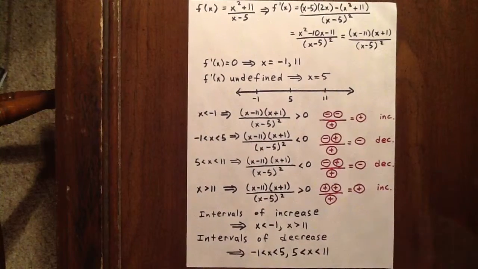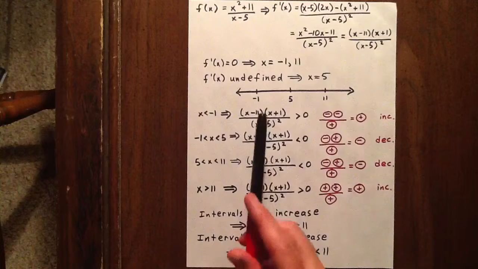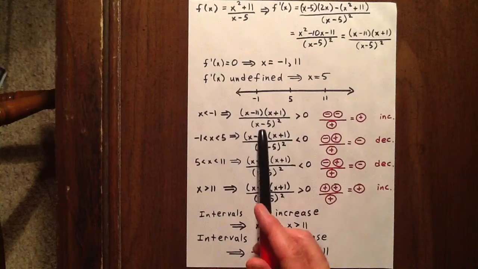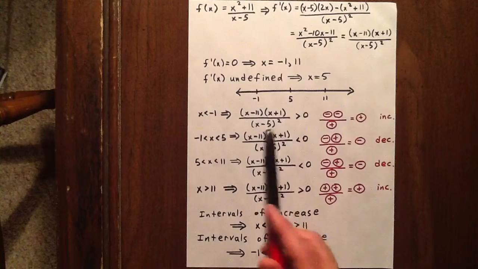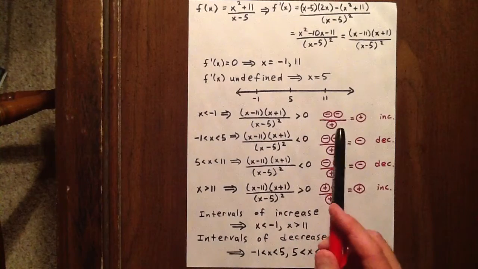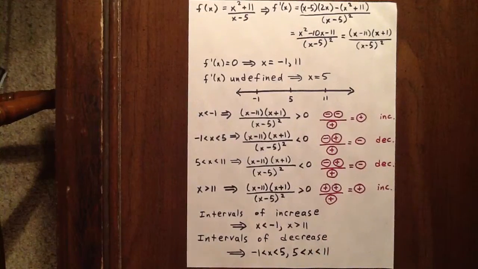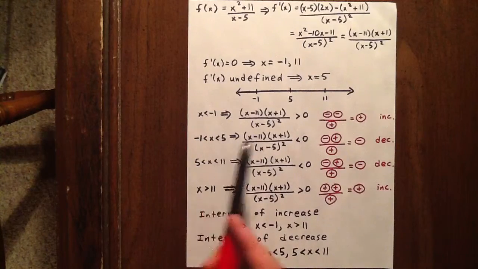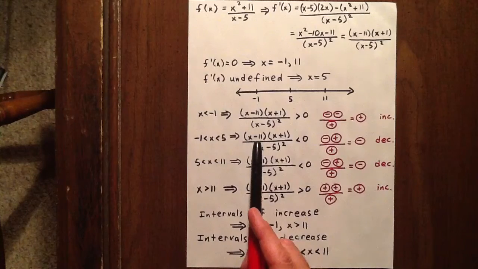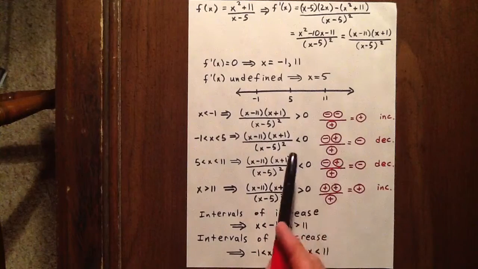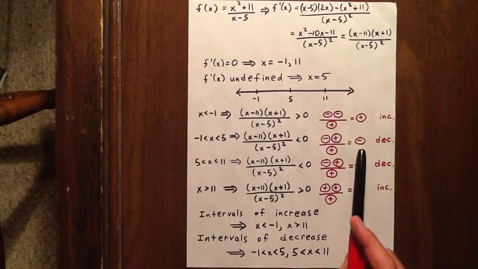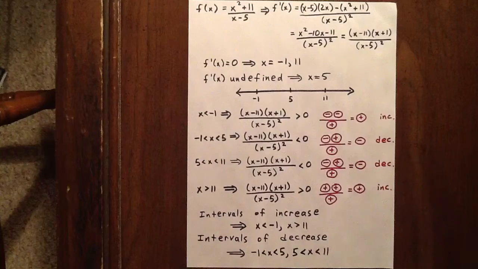If we let x be less than negative 1, then we have a negative factor and a negative factor. And down below we'll have a negative factor squared, which is positive. So a negative times a negative divided by a positive will be positive, and we'll have an increasing function. Now, in between negative 1 and 5, we're going to have a negative factor times a positive factor in the numerator. Our denominator will be positive because we're squaring a negative. And ultimately we're going to have a negative derivative, and we'll be decreasing.